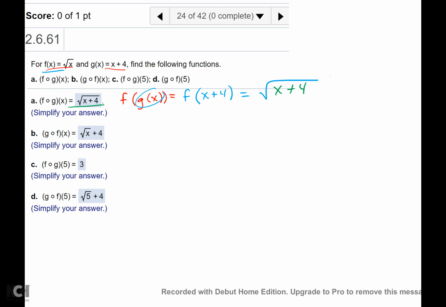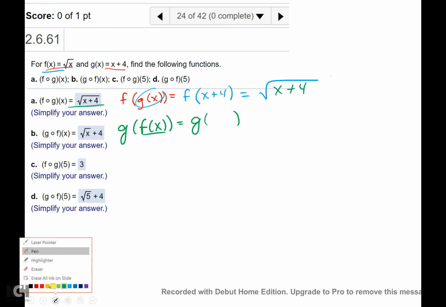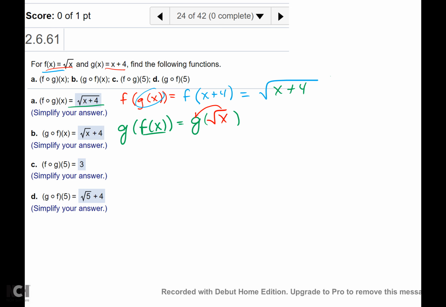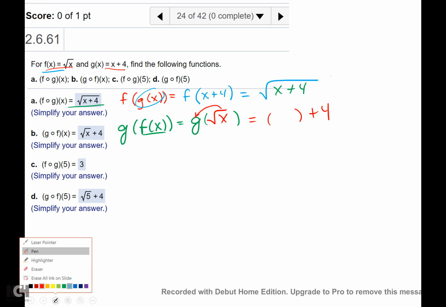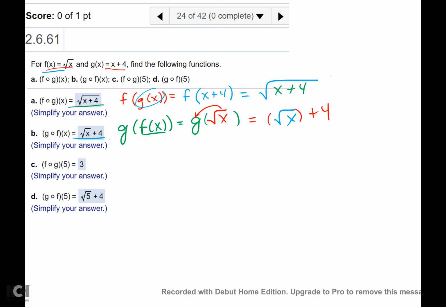Alright, so now to find g of f of x, inside parentheses first, go get the f function and plug it in. The f function is the square root of x, so now I'm taking that to the g function, which says whatever you brought plus 4, and I brought the square root of x, and you can't simplify that, so the square root of x plus 4 is your answer.